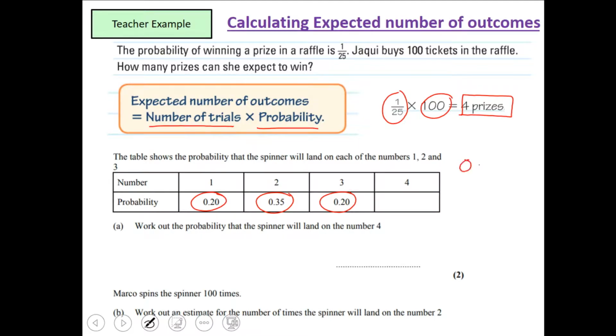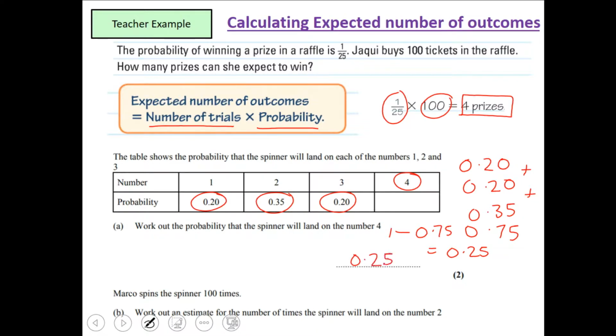You do 0.2 plus 0.2 and plus 0.35 in any order, and you get 0.75. Okay, to work out the probability that the spinner will land on 4, you have to do 1 minus 0.75 and the answer you get is 0.25. So the probability that the spinner will land on the 4 is 0.25.